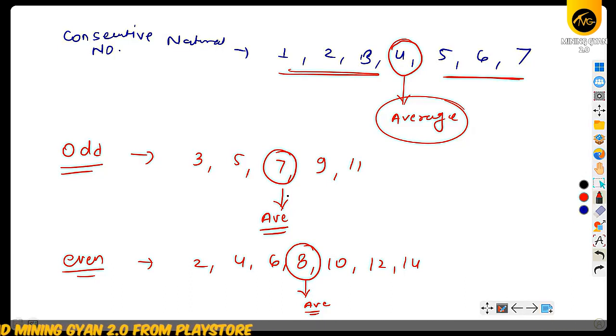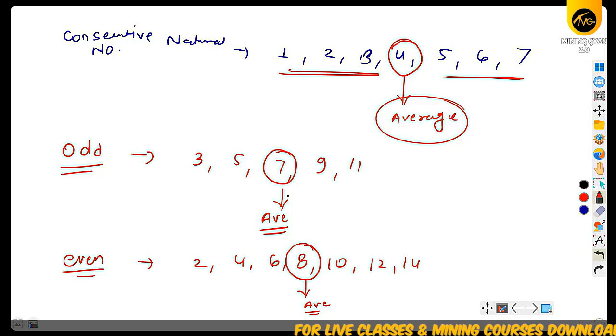So basically this type of question is asked in exams, that a number series is given and you just have to find out which is the average of that number series. So just find out the mid number and you will get the correct average of that number series.